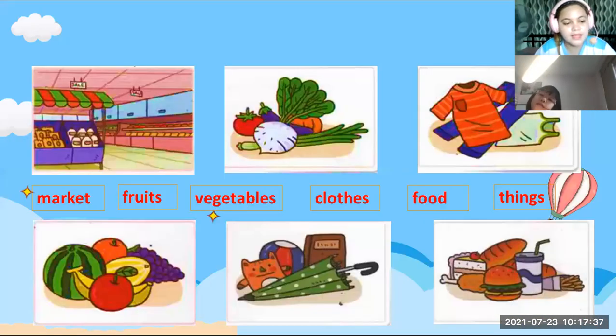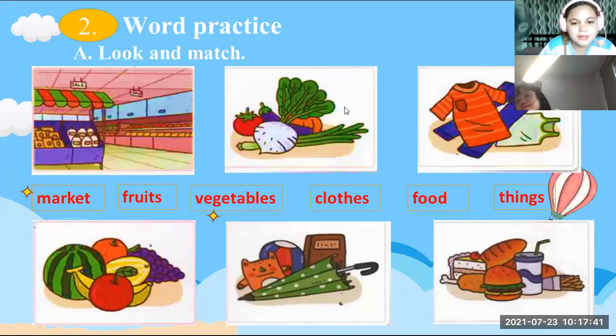Okay. So now, Han, in this activity, look and match the pictures. You're going to match. Draw a line on your correct answer. Okay. So let's start now.